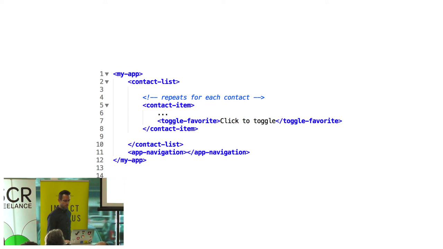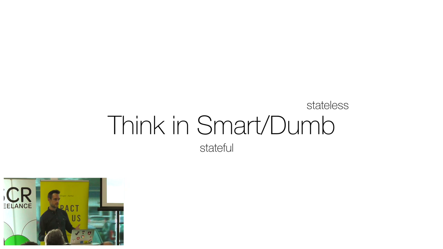So the way to think about this is dumb components and smart components. That's what I like to call them. Other people call them stateful components and stateless components, or maybe presentational components. They have multiple names, but the idea is that we have some components that are dumb and therefore reusable, that you can use in any context because they don't know anything about the context. So that's the definition.